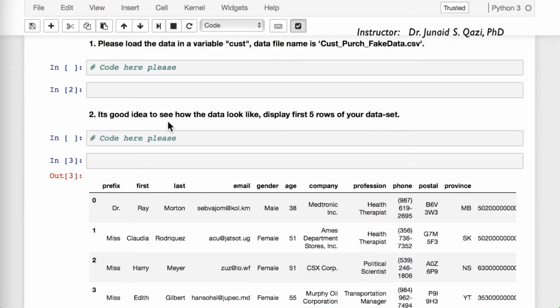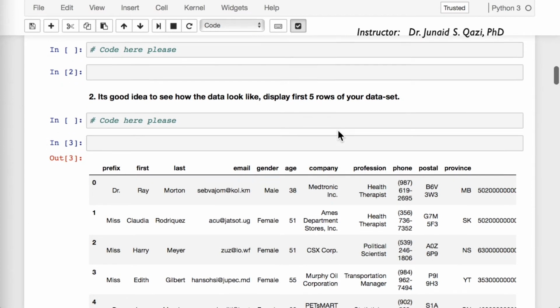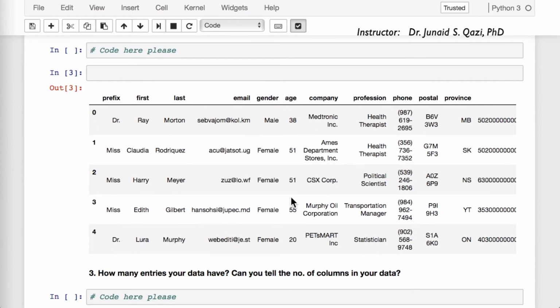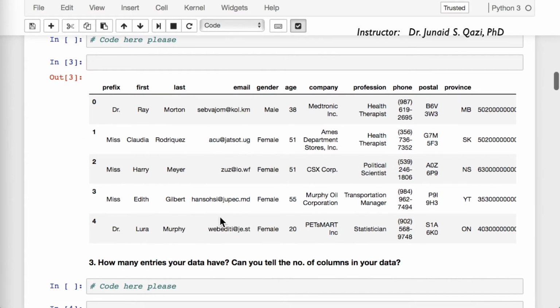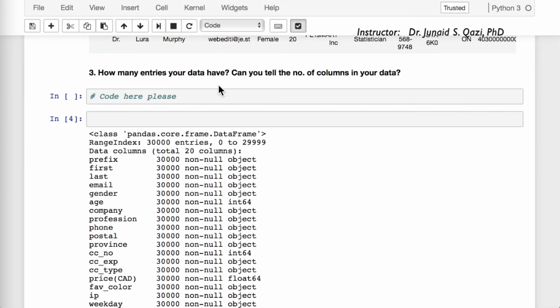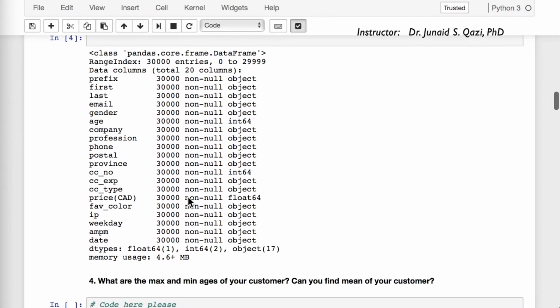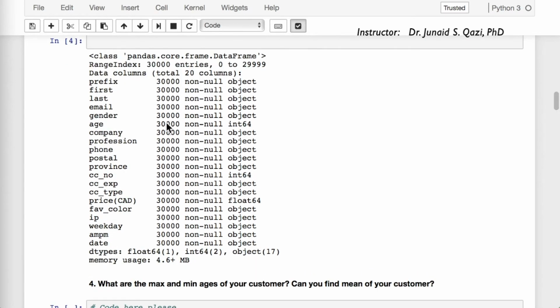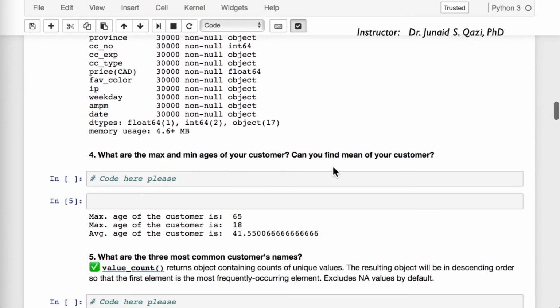The second question is, it's a good idea to see how the data looks. Display first 5 rows of your dataset. You have to output this. Now, in the third question, he's asking for how many entries your data have. Can you tell the number of customers in your dataset? So the answer or output is given. You have to get the same output.